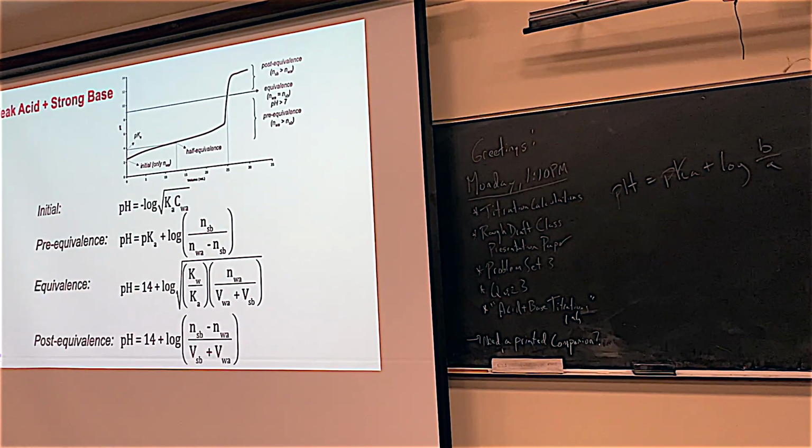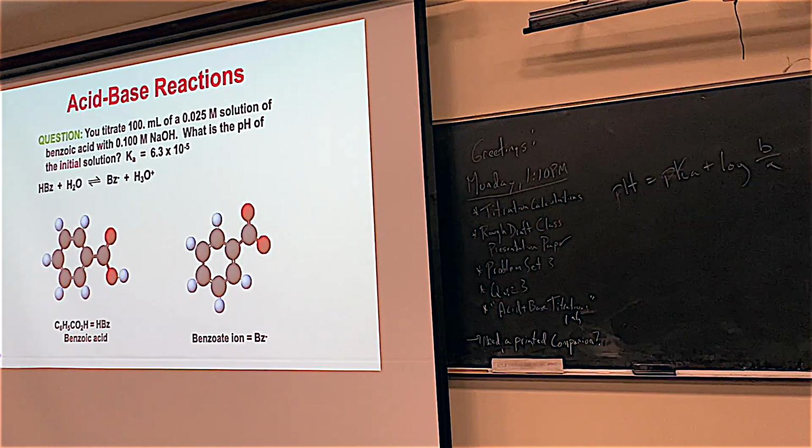Anyway, post-equivalence looks a lot like the post-equivalence between strong acid and strong base. The difference is in strong acid, strong base, it was NSB minus NSA over VSB plus VSA. If you put in the NWAs or the VSWAs right there, same thing. So again, I'm hoping you're starting to see the patterns. If you have a strong base that dominates, 14 plus log leftover moles of strong base on the top divided by total volume. So these equations become quite repetitive after a while, which is the goal of what I want you to see here. Questions?